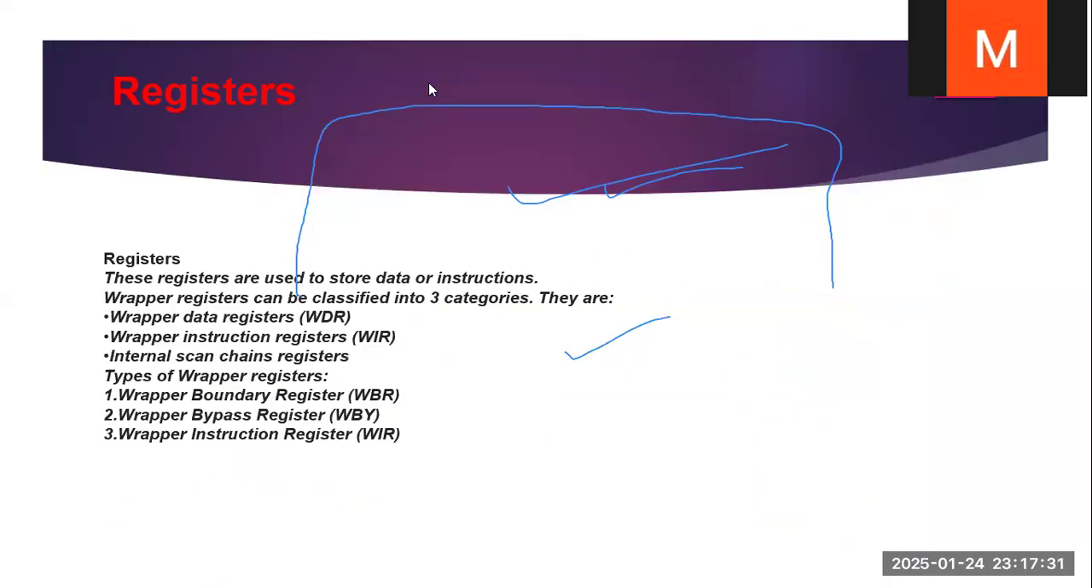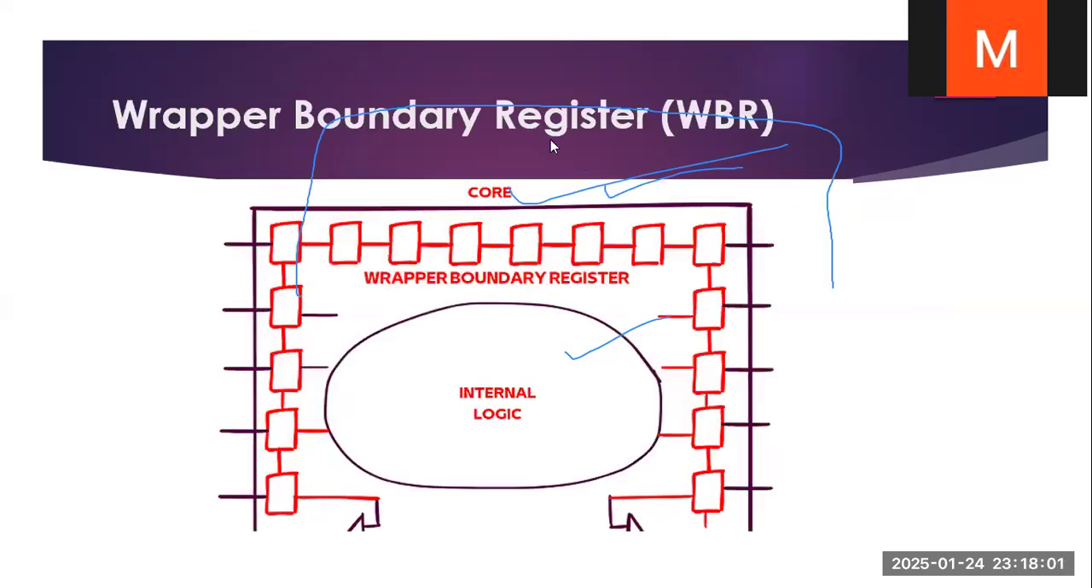These are the vapor registers which are there in our previous slide. They are clearly written here. The types of vapor registers are vapor boundary registers, bypass registers, instruction registers, and we have other types: vapor data registers, vapor instruction registers, internal scan chain registers. These are the register categories used in vapor cells. The vapor boundary register is surrounded by the core. These are the vapor cells. We may use the shared vapor cell or dedicated vapor cells here.